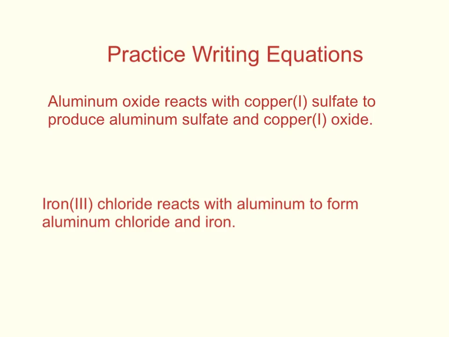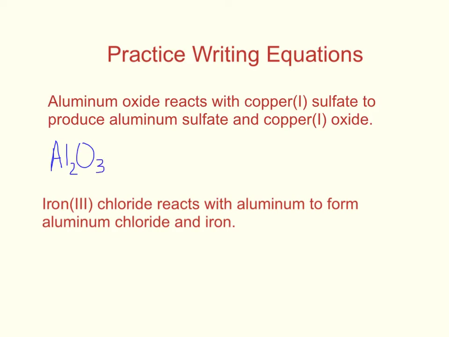We have 2 word equations here. We're going to practice writing out the chemical equation with the formulas. So we're going to start out with this first one here. It says aluminum oxide reacts with copper 1 sulfate. So that tells us what the reactants are, so we're going to go ahead and write those out. Aluminum oxide is Al and O, and I have to check the charges every time here. Aluminum has a +3, oxygen has a -2, so they have to crisscross. It ends up being Al2O3.